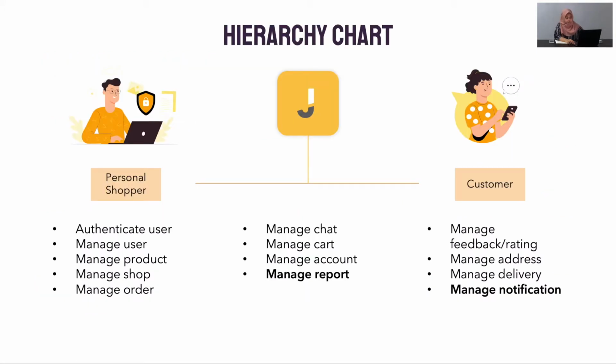Next is the hierarchy chart. There are two types of user, which is personal shopper and customer, and these are the modules that involved in these apps. Those modules in bold, which is manage report and manage notification, these are the modules that is not available in the current mobile apps.